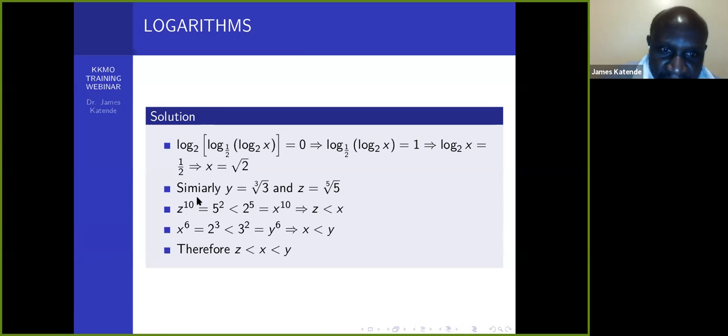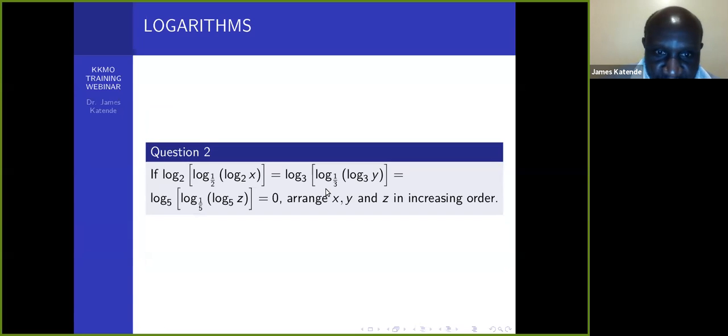So this part, for y equal to cube root of 3 and z equal to fifth root of 5, is simply obtained from the problem itself. The same idea is used for the first expression, for the second and the third, and then you obtain those two.